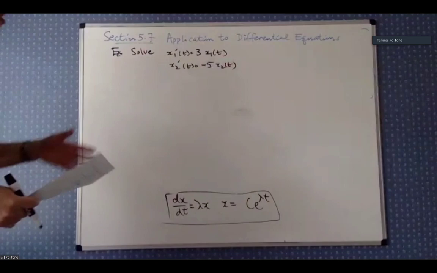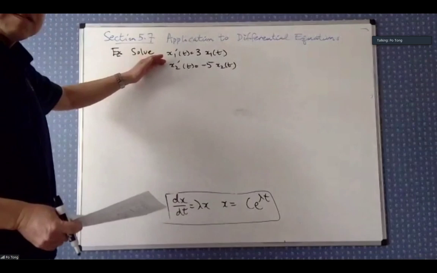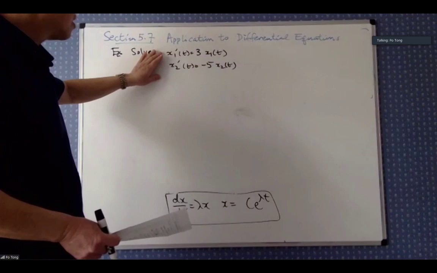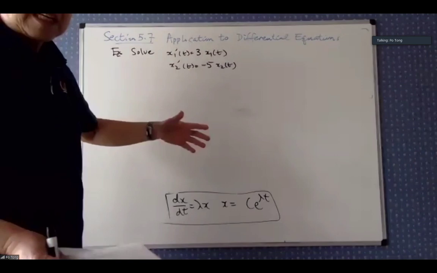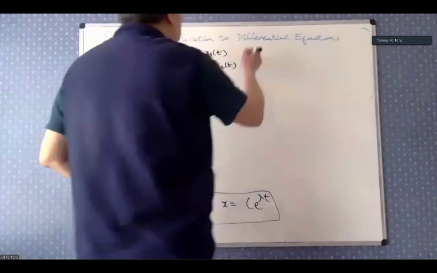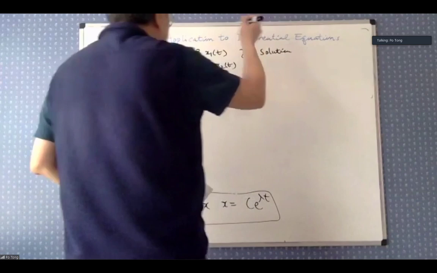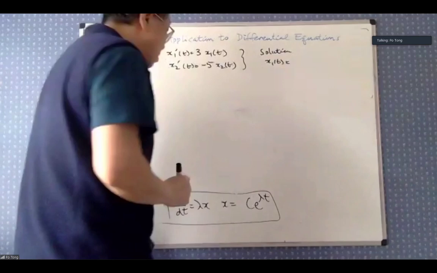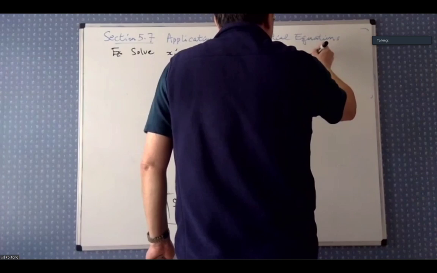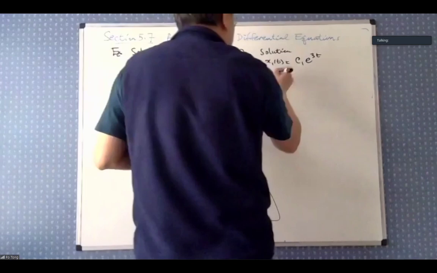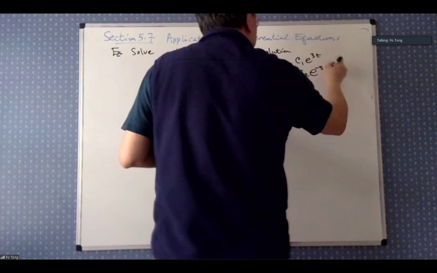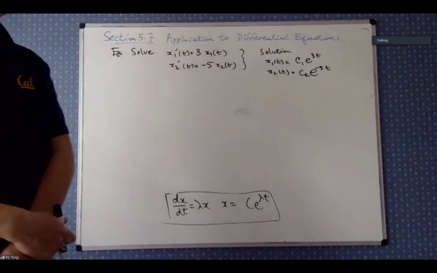So if I have a system of equations, you have x1 as a function of time, x2 as a function of time, and then I have two equations. These two equations do not interact with each other, so the answer is pretty simple. The solution is going to be x1(t) equal to c1 e to the power 3t, and x2(t) is equal to c2 e to the power minus 5t. You guys agree with that, hopefully. Are we okay?